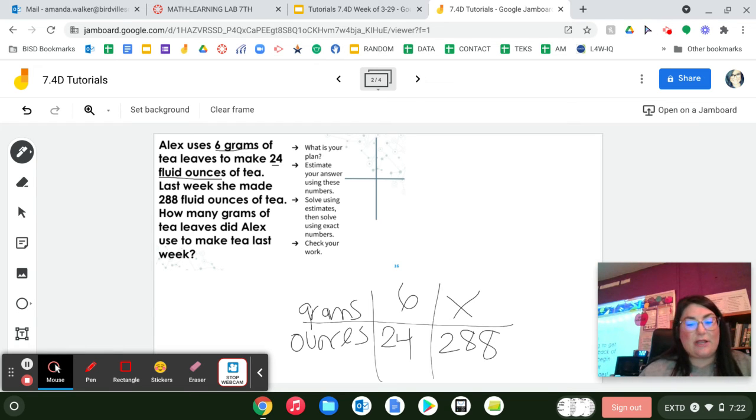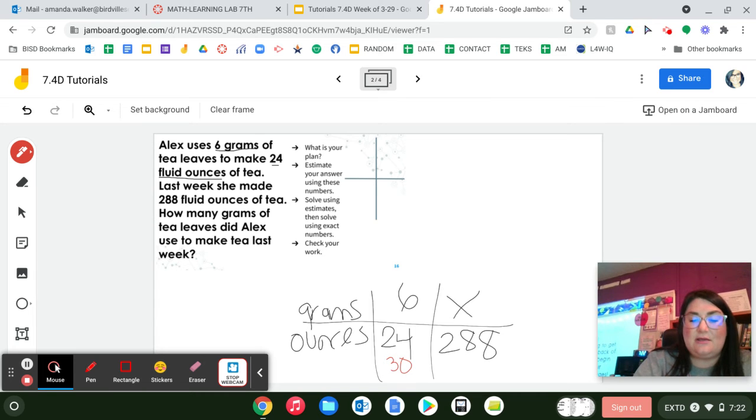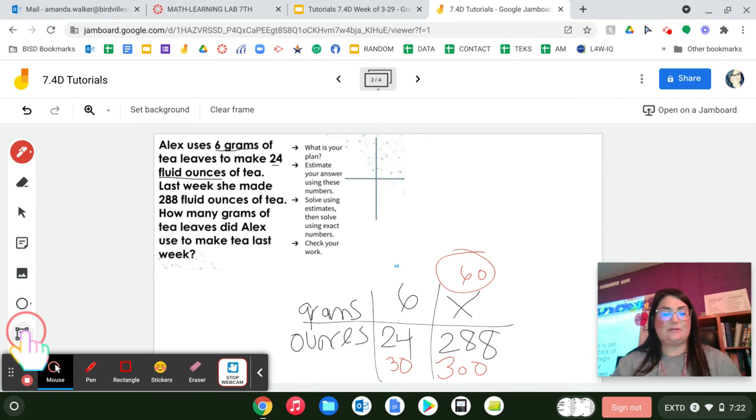We could estimate our answer. Let me pick a different color here. I'm going to estimate this just to make it easy on myself. I'm going to turn this to 30 and this to 300. If I do that, I could easily see a scale factor here. You are multiplying by 10 to go from the first ratio to the second ratio. If I was going to multiply 6 by 10, I would get 60. So 60 is a good estimate.